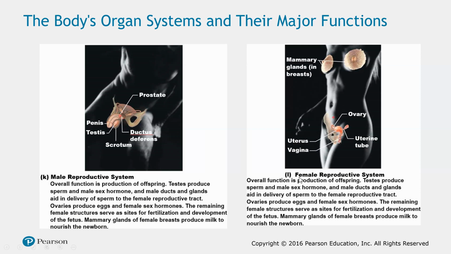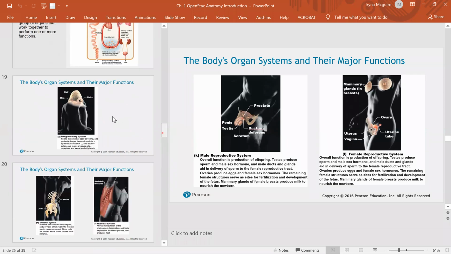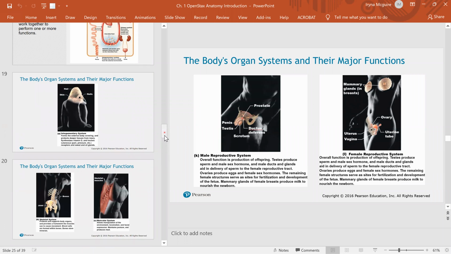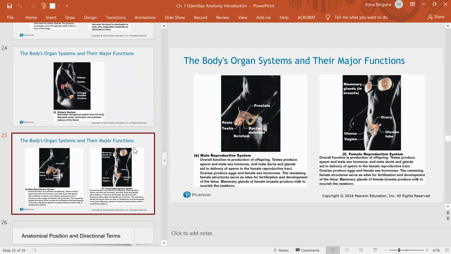Right, and over here, it's pretty much the same paragraph, but we have ovaries, uterine tubes, uterus, vagina, mammary glands. That's the female reproductive system. So total 11 body systems. So let's go ahead and count and see if I'm right or wrong. So we have 1, 2, 3, 4, 5, 6, 7, 8, 9, 10, 11, yeah, 11 body systems. Right, and that's it for the first part of the introductory lecture.